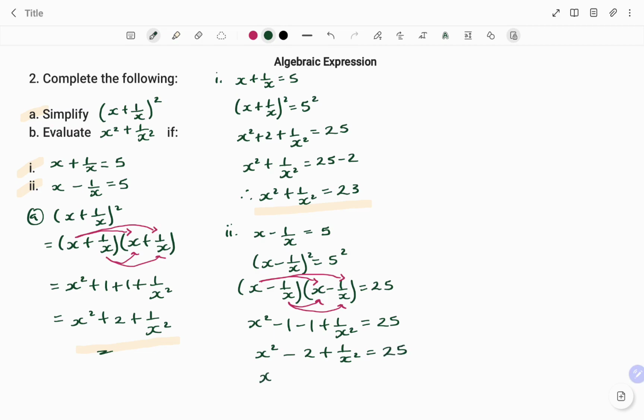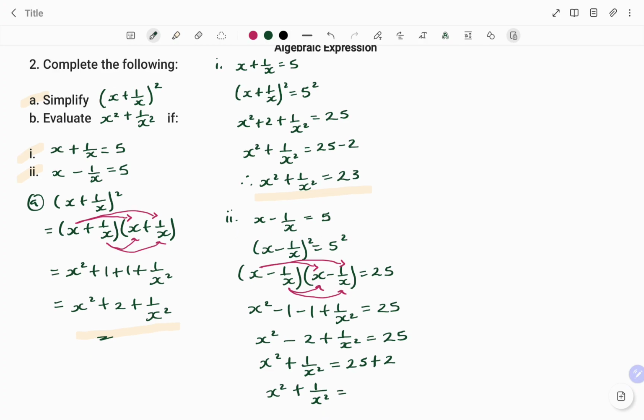Taking 2 to the other side, we have x squared plus 1 over x squared equals 25 plus 2. So therefore, x squared plus 1 over x squared equals 25 plus 2, that will be 27. So we've been able to evaluate both questions as given.